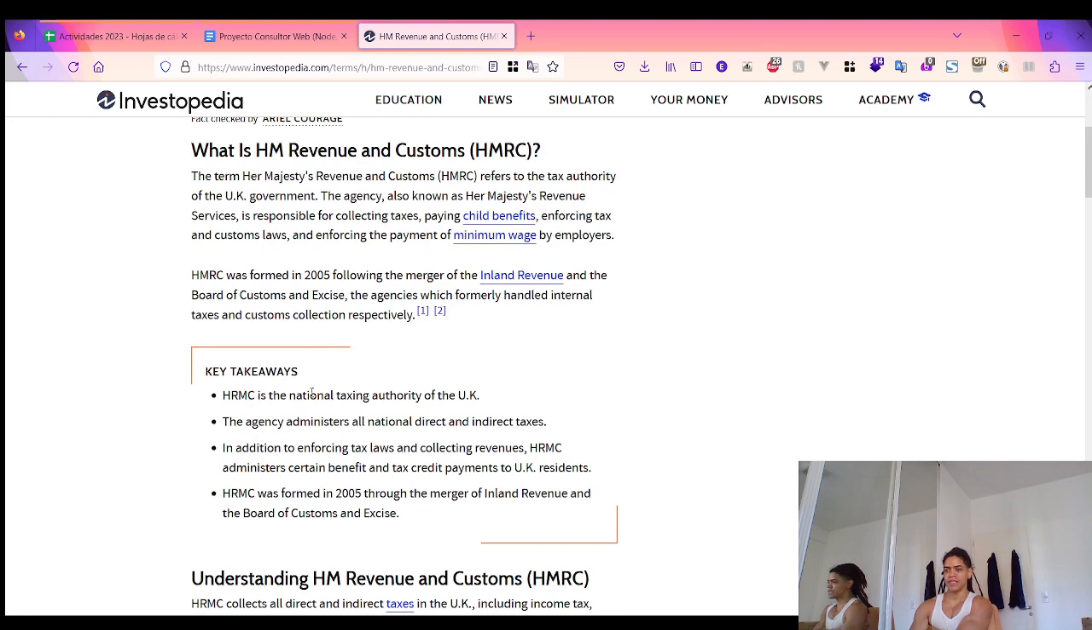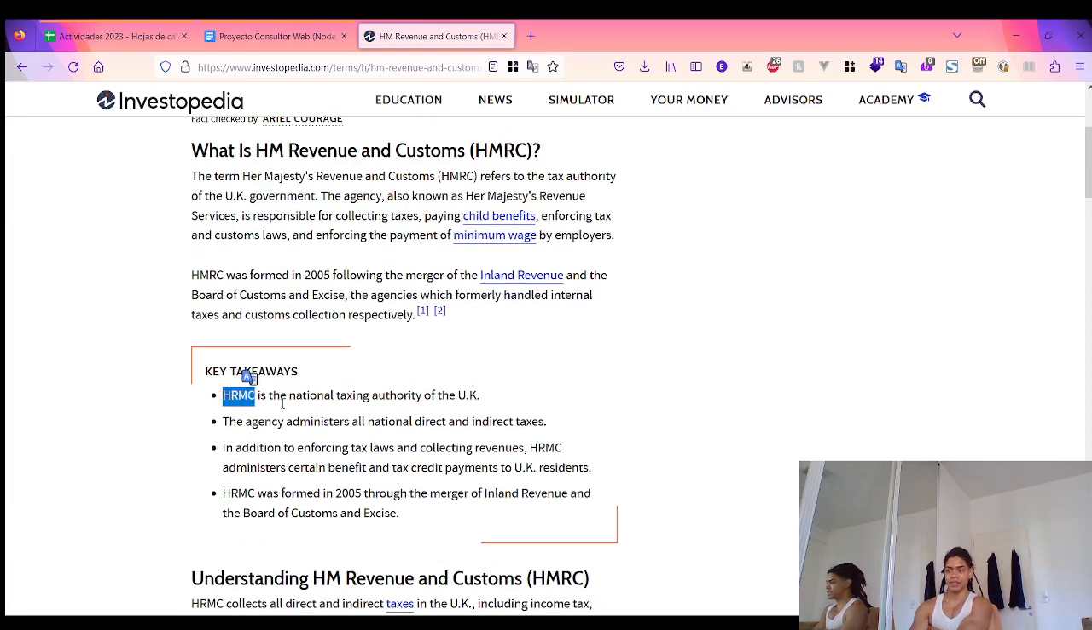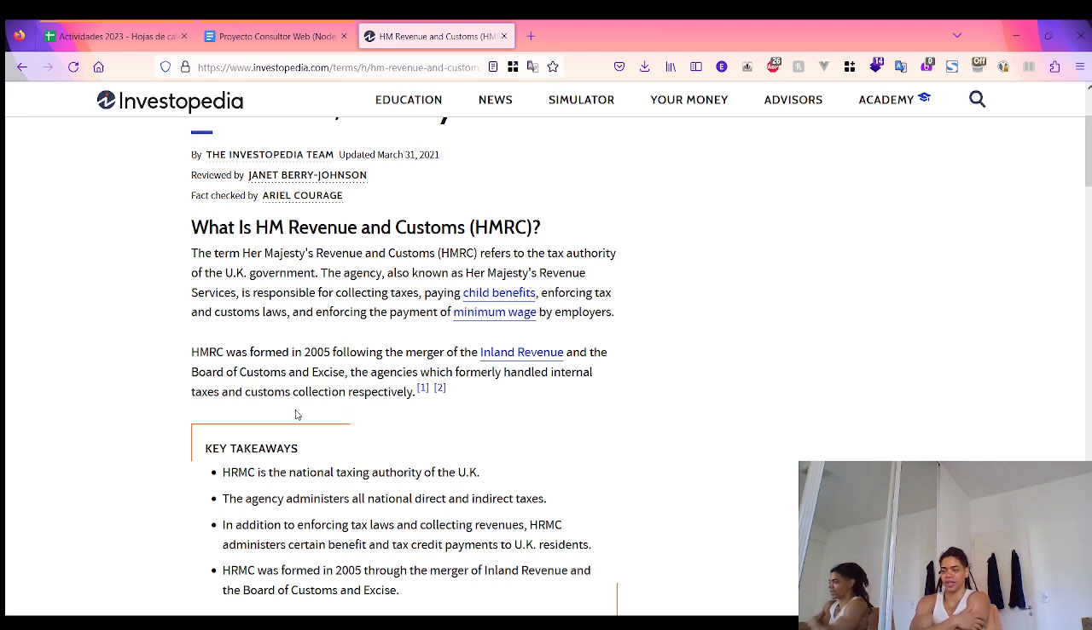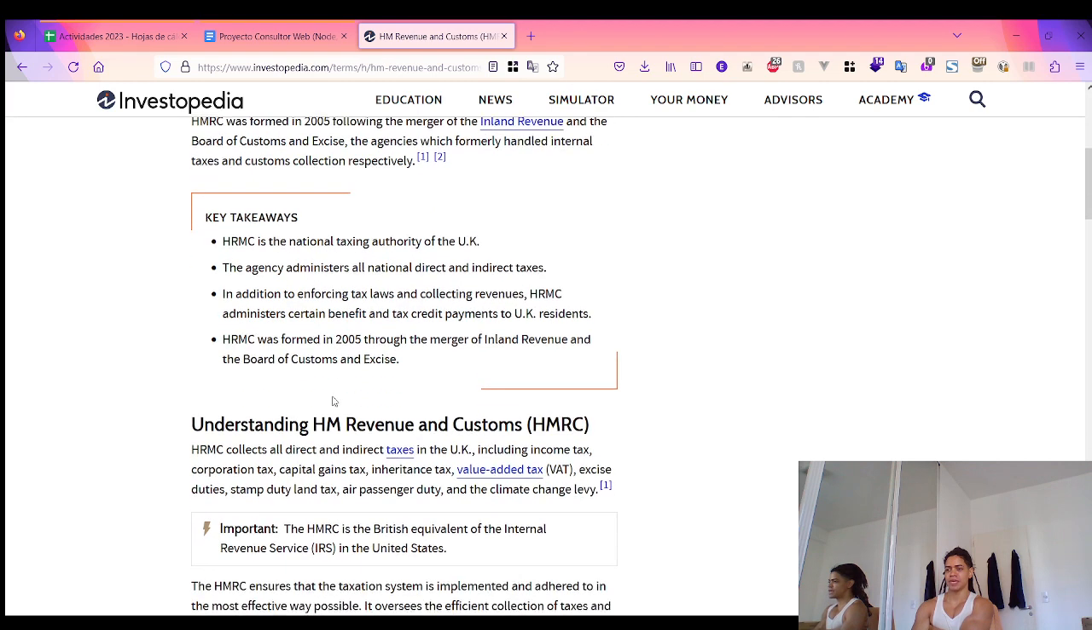So HMRC is a national taxing authority in the UK. HMRC is what the IRS is for the US. It is a national tax authority, Her Majesty's Revenue and Customs. The agency administers all national direct and indirect taxes. In addition to enforcing tax law and collecting revenue, HMRC administers certain benefit and tax credit payments to UK residents. HMRC was formed in 2005 through the merger of Inland Revenue and the Board of Customs and Excise.